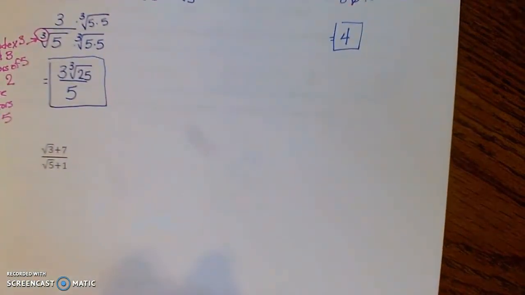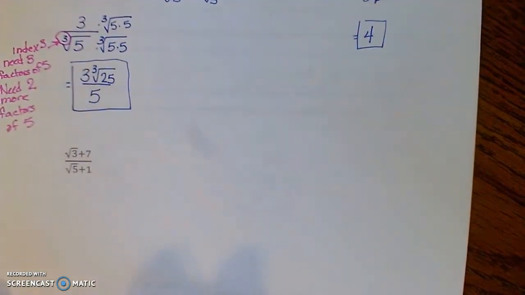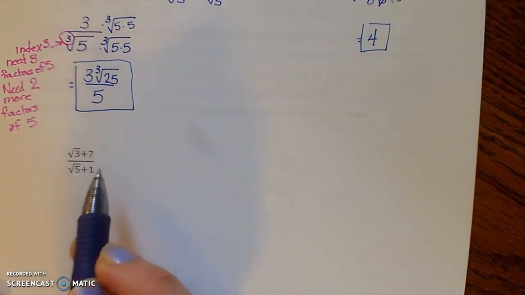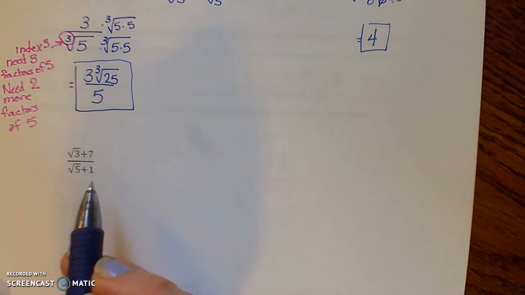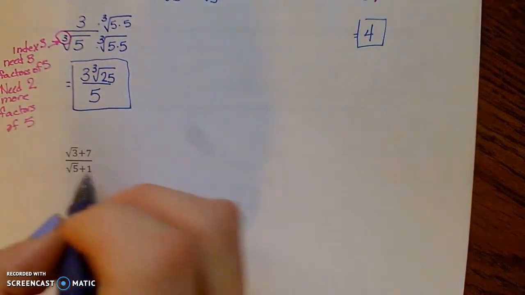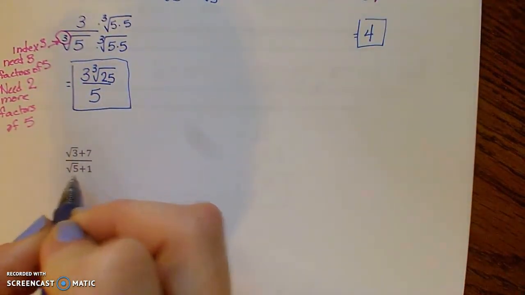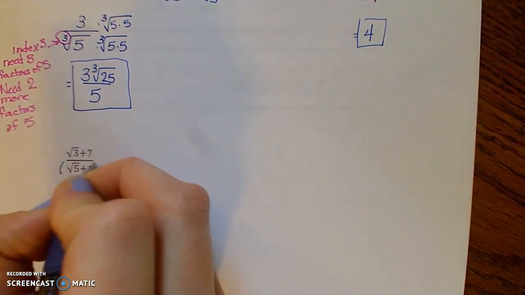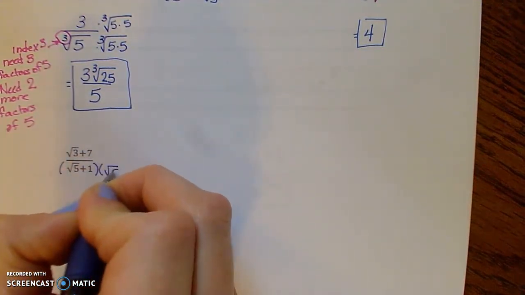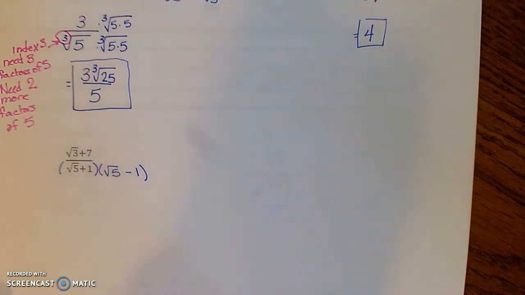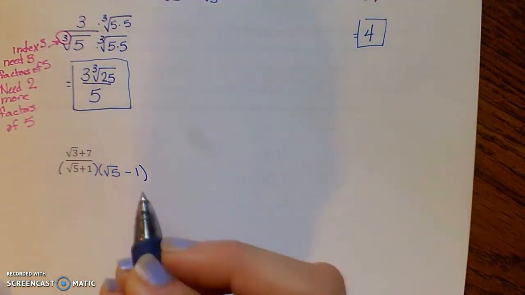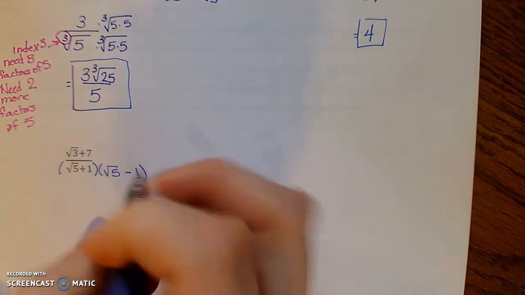All right, let's do our last example now. Square root of 3 plus 7 all over square root of 5 plus 1. All right, notice I've got 2 terms here in the denominator. So in order to rationalize that, I'm going to have to multiply by the conjugate. So all the same numbers, opposite operation in between them.